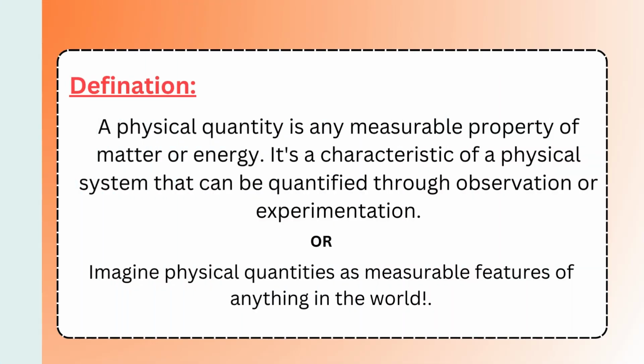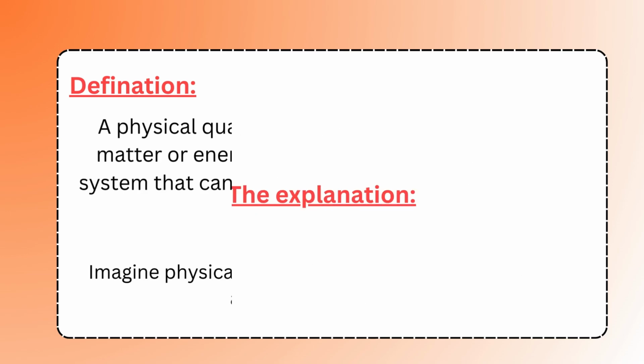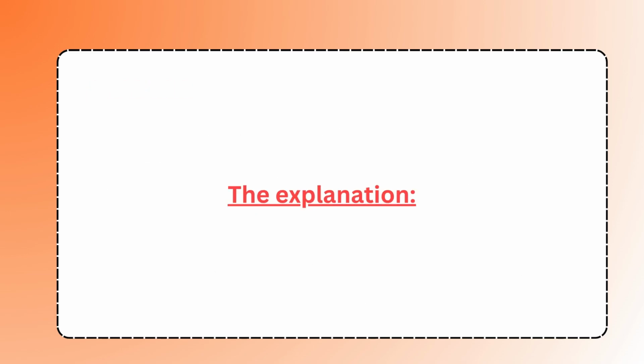Okay, let's start with the physical quantities definition. A physical quantity is any measurable property of matter or energy. It's a characteristic of a physical system that can be quantified through observation or experimentation. Or, imagine physical quantities as measurable features of anything in the world. The explanation of the definition is.